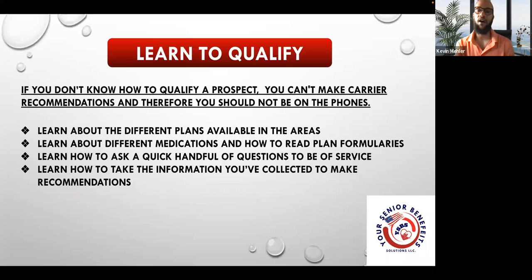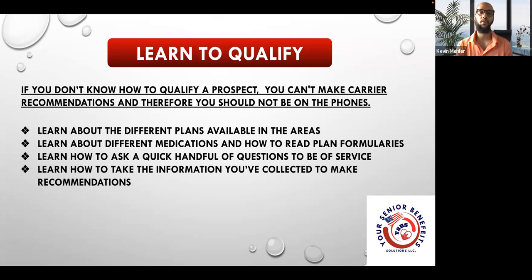Now, how do you learn to qualify? If you don't know how to qualify a prospect, you can't really make any recommendations, and therefore you probably shouldn't be on the phone. So it's really important that you understand the process, that you practice it very well, and then when you feel ready enough, you can go out there and start putting that into play.